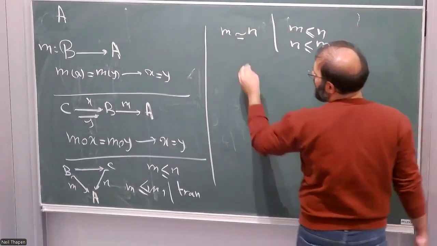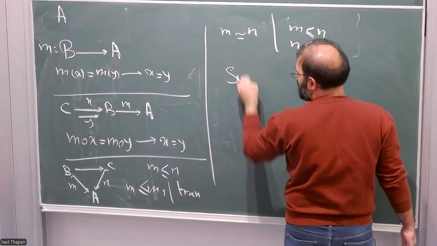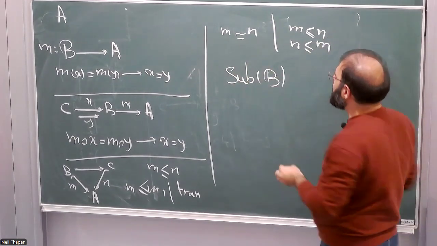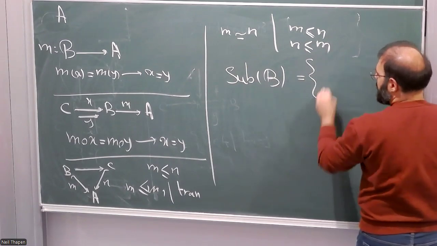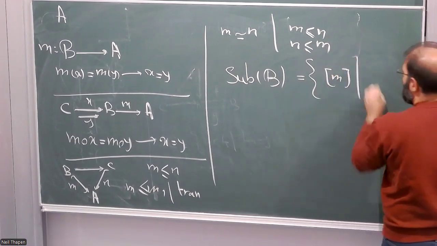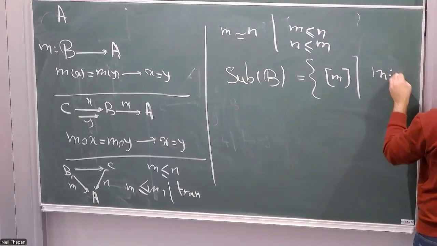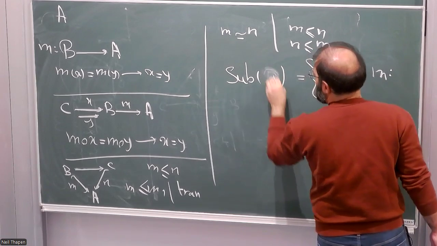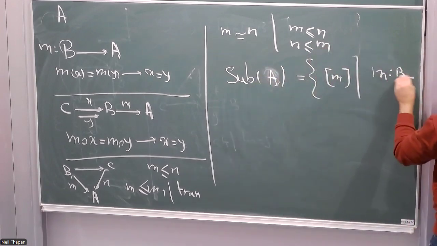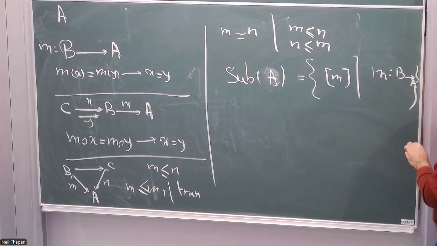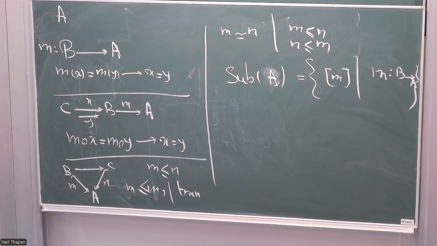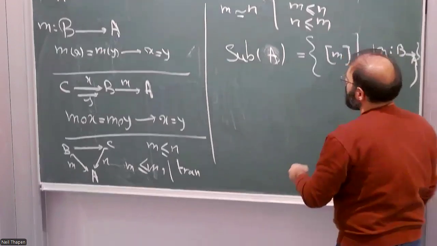And then there is the poset, which would be denoted by this. The elements here are roughly just the classes of monics M from B to A, with the order induced. So that's it. And what is a subobject classifier now?